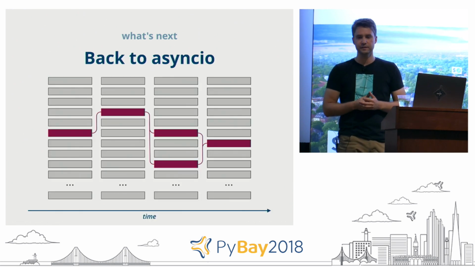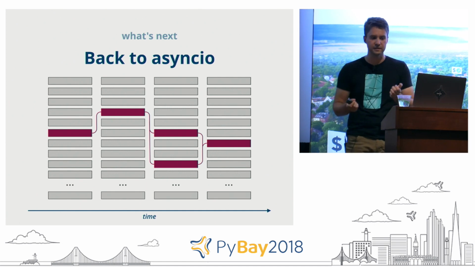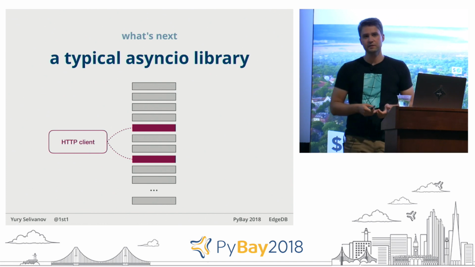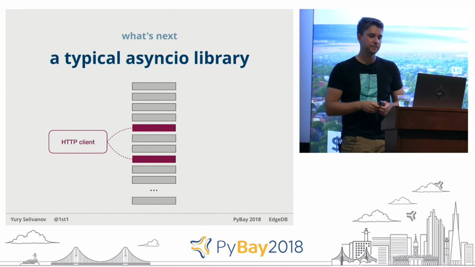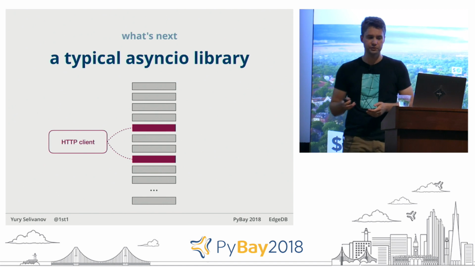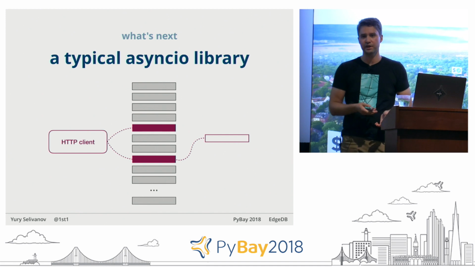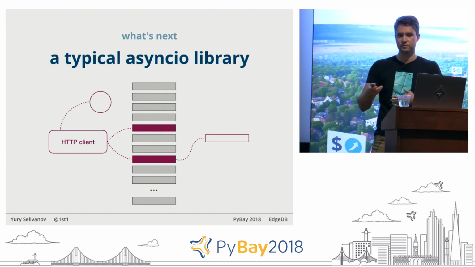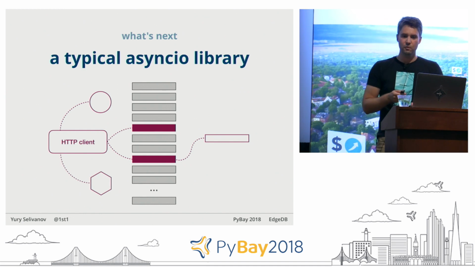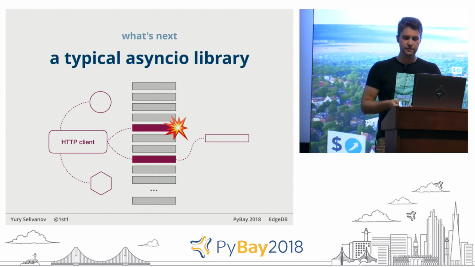So if we get back to async I/O, and again, we have this problem of lots and lots of callbacks barely linked with each other. And we think about a typical async I/O library. Usually, let's think about some HTTP library. Probably it has some high-level HTTP client object, and that HTTP client probably schedules some callbacks, and those callbacks schedule more callbacks. Probably it has a transport attached to it, and maybe a protocol. But the real question is, what happens when an exception occurs somewhere in some callback? And there is no clear answer to that.